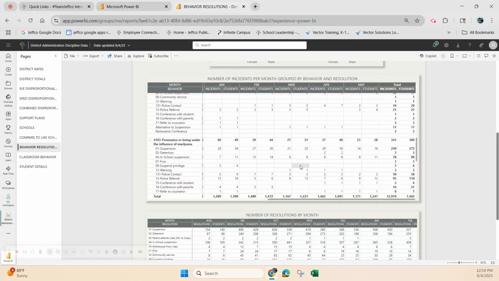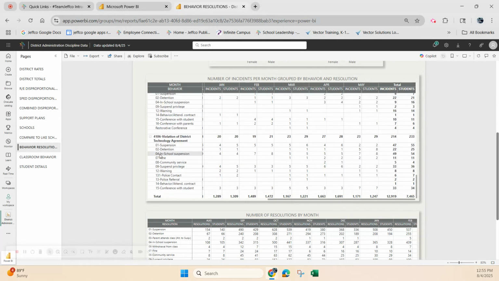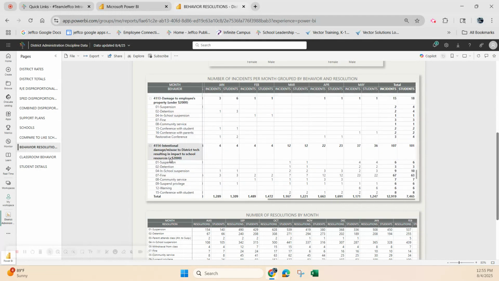You can scroll down and look at every single type of event district-wide, and for possession or being under the influence of marijuana, we had 341 documented incidents involving 380 individual students. We had 272 student suspensions out of the 249 incidents where there were a suspension. And then these are your totals down here. It's got every single event type. Obviously, if this is at a school level, you'll only see what was happening at your school.